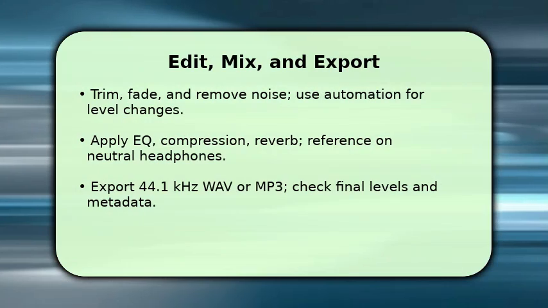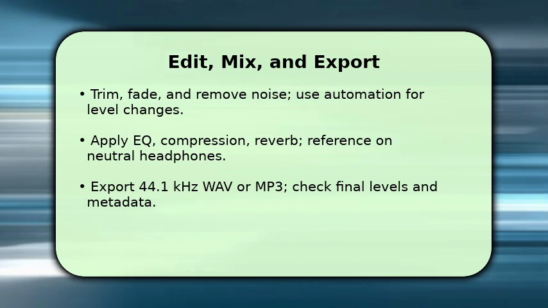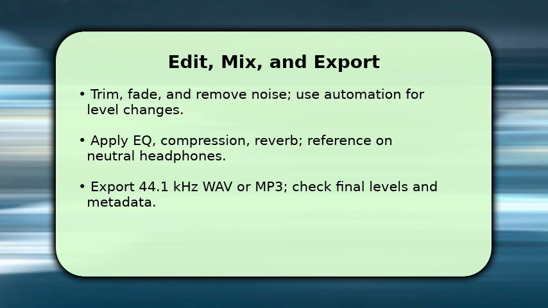You finish by cleaning each region, trim silences, add short fades to prevent clicks, and remove obvious noise with the editor. Then mix, apply subtractive EQ to fix muddiness, gentle compression to control peaks, and subtle reverb for space. Make sure to reference on neutral headphones. Use automation to ride levels through the song. When satisfied, export at 44.1 kHz WAV for highest quality or MP3 for sharing, and check final peak levels.